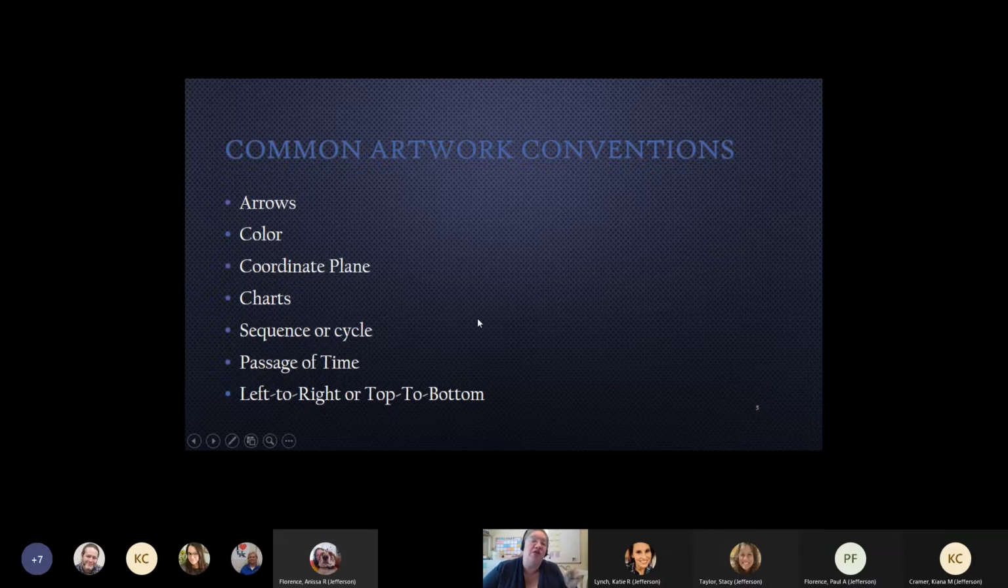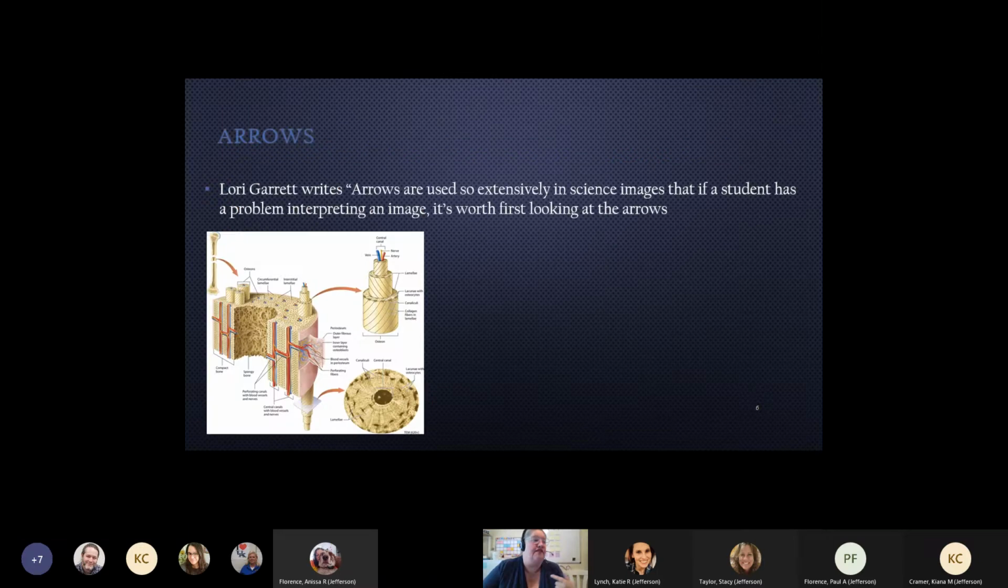So how can we help students to understand how publishers have devised and designed these figures? And I think one of the steps is actually going through and teaching them about each one of these conventions. So Laurie Garrett first starts with, you have to teach students about arrows. This is a quote from her booklet, and she says, arrows are used so extensively in science images that if a student has a problem interpreting an image, start by looking at the arrows.